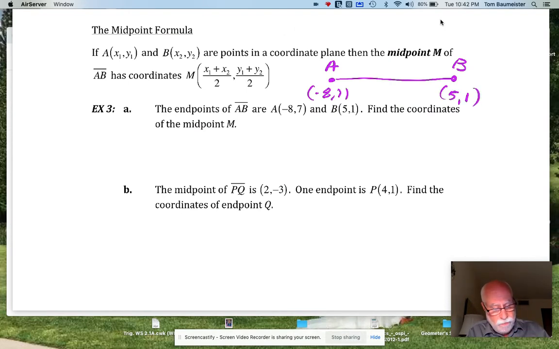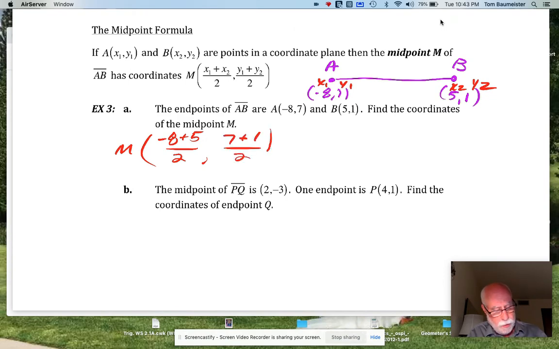So now all we're going to have to do here is show that those are my endpoints. Again, I'm going to call this one here x1, y1, and this one x2, y2. And now I'm just going to use the formula. So it's telling us our midpoint is going to be x1 plus x2, so that's going to be negative 8 plus 5 divided by 2. And 7 is my y1, my y2 is 1, divided by 2.